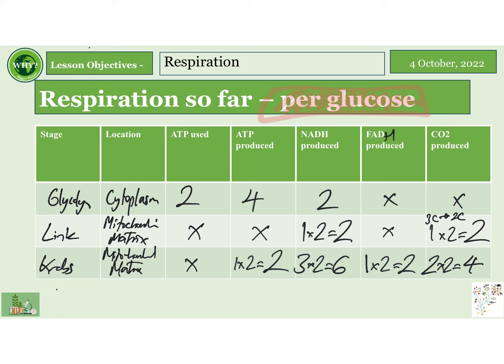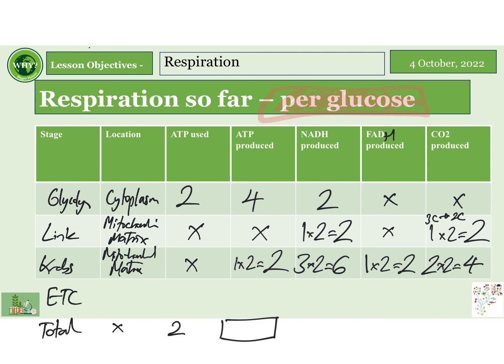We're then going to write ETC, which we're going to come back to maybe the end of today's lesson, although I've waffled enough that maybe not. And the bottom row should be total. So obviously we don't have a total for location. ATP used, there are 2. ATP produced, I'm going to come back to.